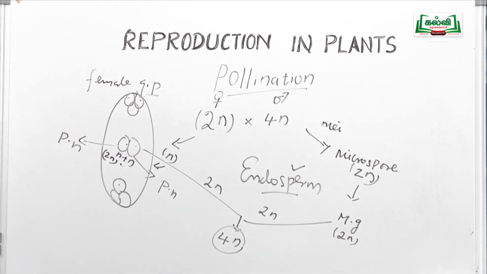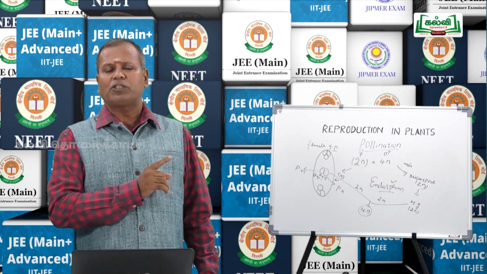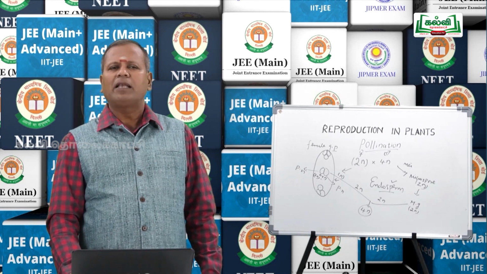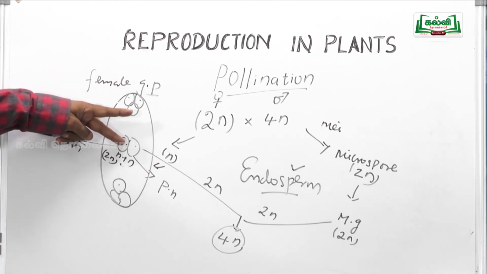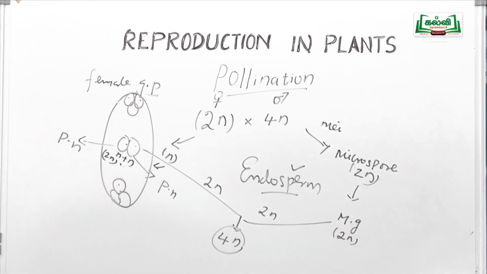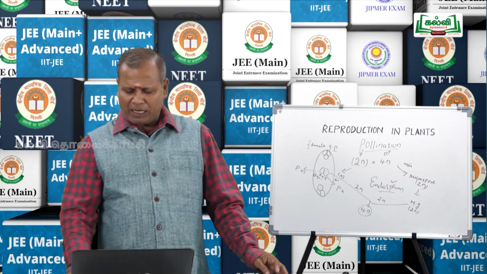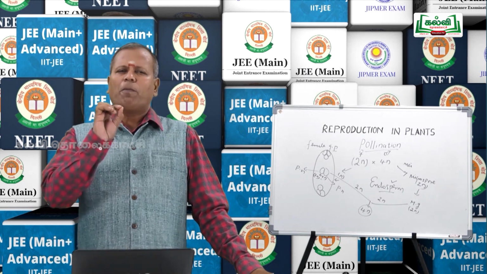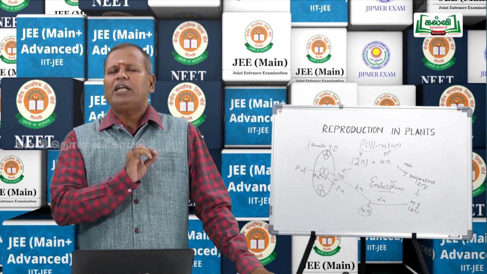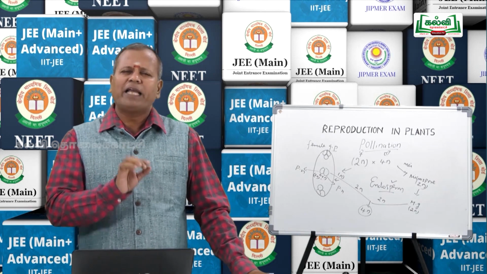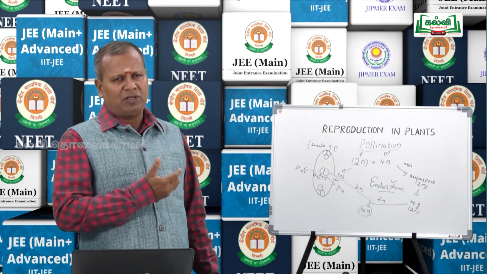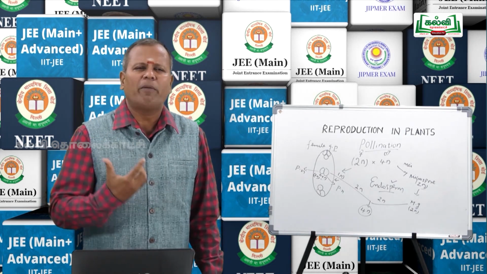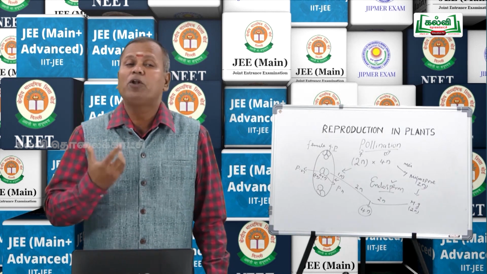So, the correct answer for question 7 is option B, 3 plus 2 plus 3. 3 represent antipodal cells, 2 represent the polar nuclei, 3 represent the egg apparatus. Then question number 8, wind pollinated flowers are, wind pollinated means pollination takes place with the help of wind. This kind of pollination is said to be anemophilous. Anemophilous pollination is common in the naked seeded plants, gymnosperms.